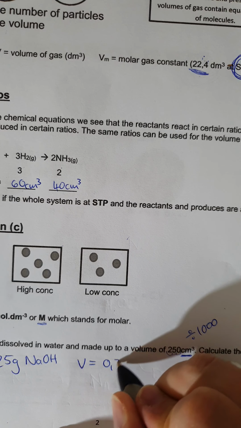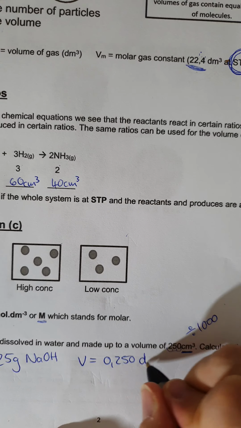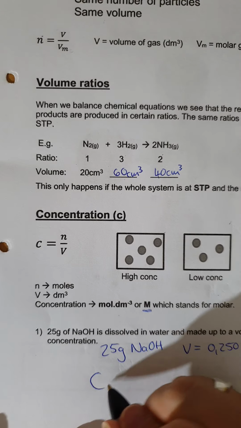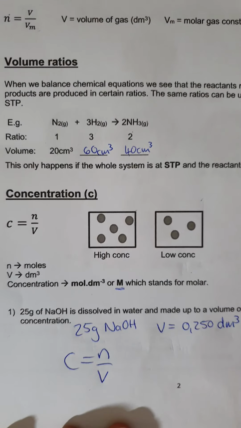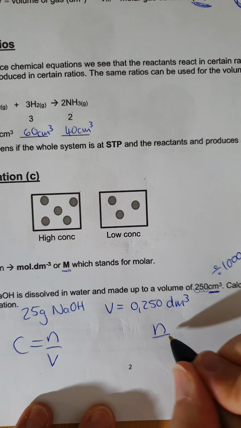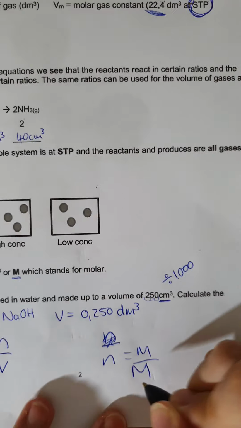So 0,250, and you can drop the last 0 if you want to. Decimeters cubed. Okay, so I want concentration. C is equal to n over V. Got a problem. We don't have moles, but we do have a mass. So we know we can get our moles by using this equation.